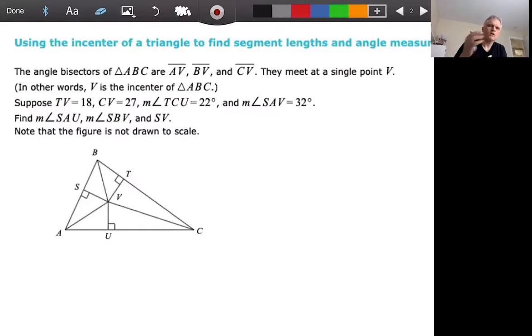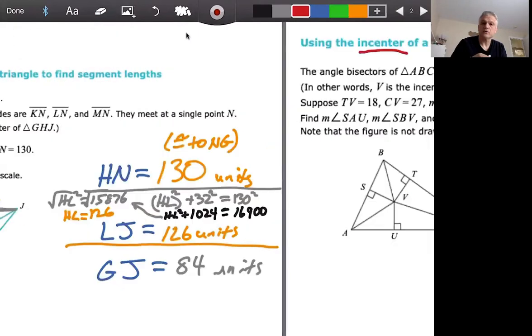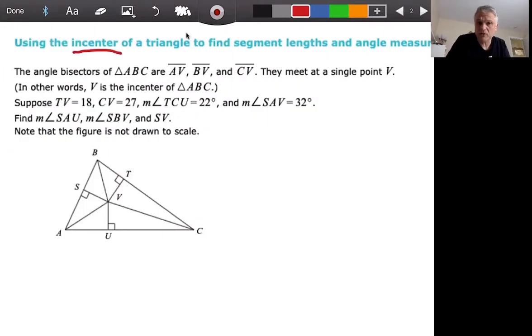Now the second vocabulary term that we're going to be looking at today is called the incenter. Whereas the circumcenter involved perpendicular bisectors, the incenter involves angle bisectors. We know that angle bisectors bisect angles. So whatever vertex the angle bisector came from, it cuts the angle at that vertex in half. So where the 3 angle bisectors meet, that point is called the incenter.